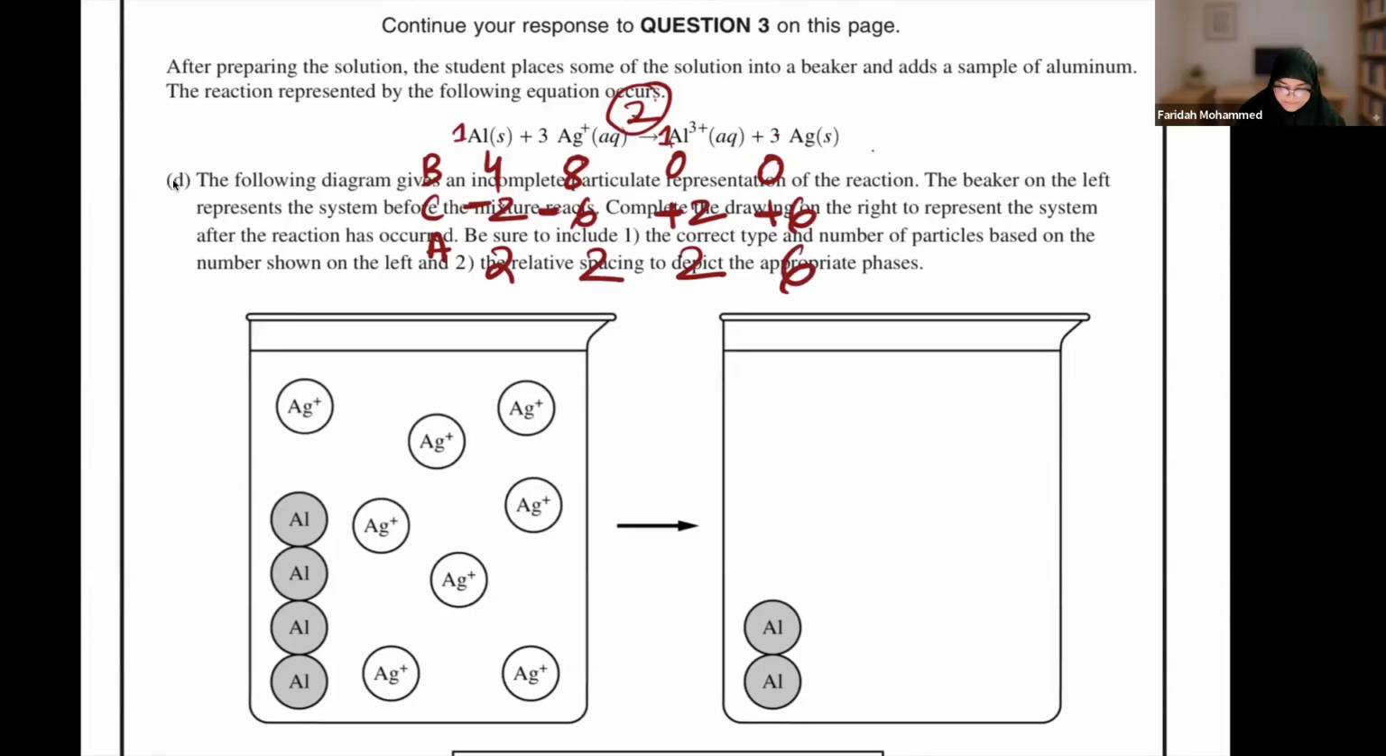Good so far? That means what? In the after, you're going to have what? 2 of aluminum solid, which they help draw to you, right? And then you want to draw what? 2 of Ag3 plus. Before we draw the plus, we can draw the solid first. How many Ag are you gonna draw? 6. So do you guys see the size is a little bit bigger, so you can draw 6 of this, okay?